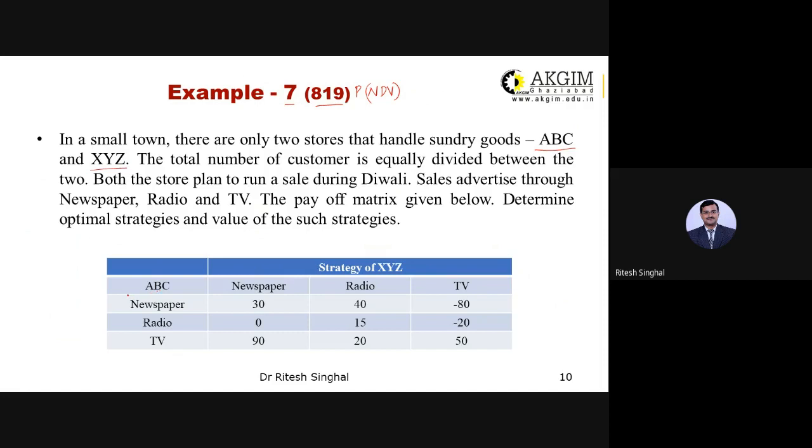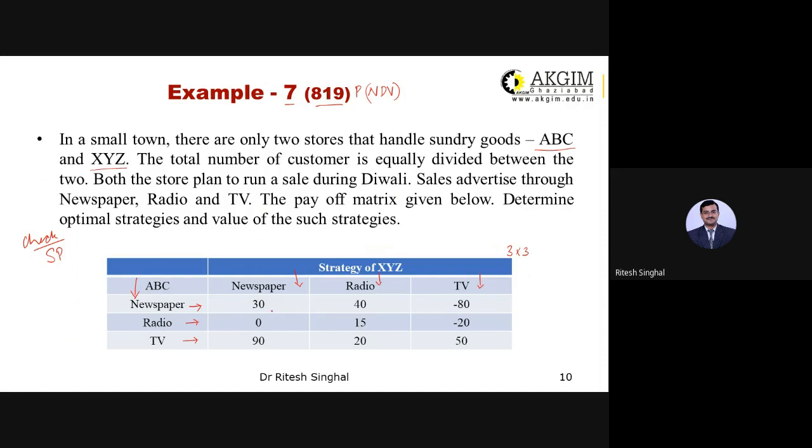So these are the strategies for competitor or player ABC: newspaper advertisement, radio, and TV. And the same strategies are available for XYZ, strategies X, Y, and Z. So I think you know this matrix. This is a 3 by 3 matrix, and before solving this particular game, it is advised to check the saddle point of the game.